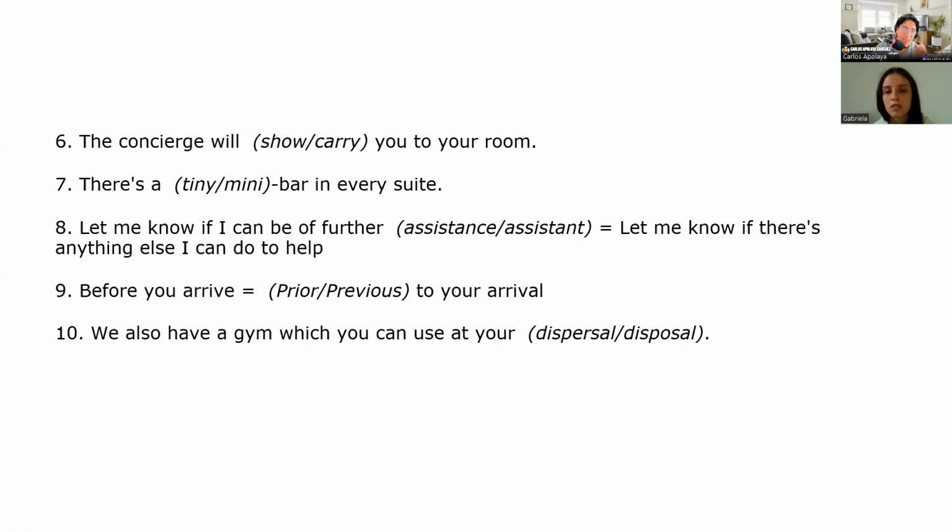We don't have room service. Service. The concierge will show you to your room or carry you to your room? Show you. Remember that they can also say see you to your room. Te va a acompañar. Aquí le va a mostrar su habitación. See you to your room or show you to your room. Okay? There's a mini bar in every suite. Minibar. Let me know if I can be of further assistance.